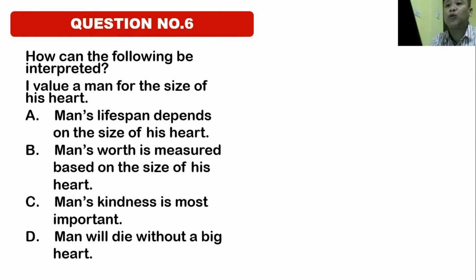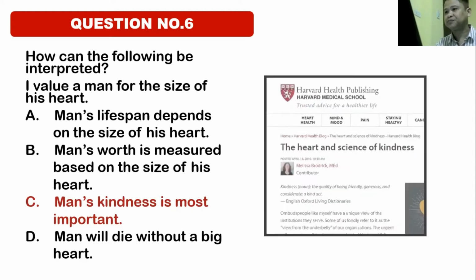Again, how can the following be interpreted? I value a man for the size of his heart. Okay, so the correct answer is letter C, a man's kindness is most important. I value a man for the size of his heart. It means a man's kindness is most important.